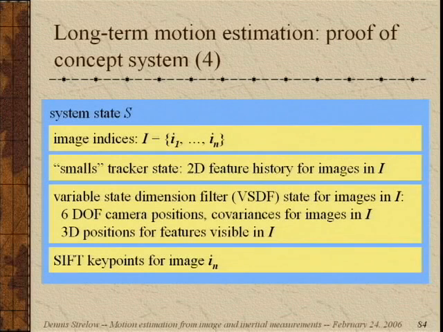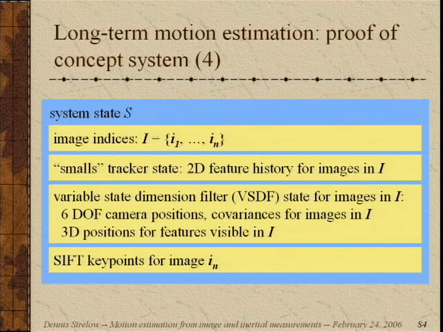Now, I know this is a lot of text, but it's actually just a few things. The system maintains a state that's a set of image indices, say maybe image indices 1 through 100, but generally not. It's some subset of all the images we've seen so far. It maintains a SMALLS tracker state, or the 2D tracking data, for just those images. So if the images in the state are images 1 through 50, and then images 75 through 100, you've got SMALLS tracker output for those 75 images.